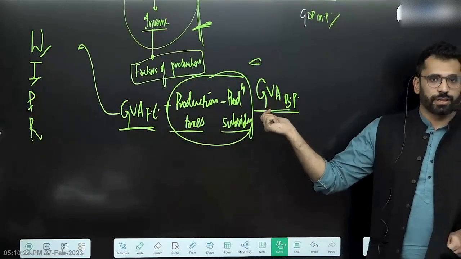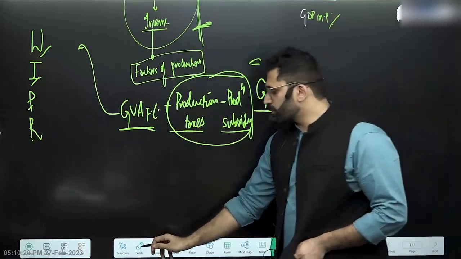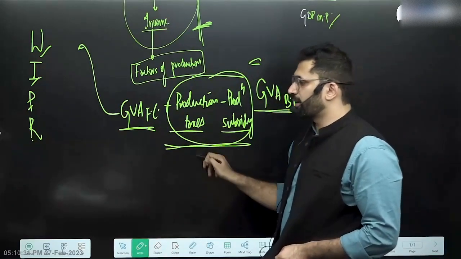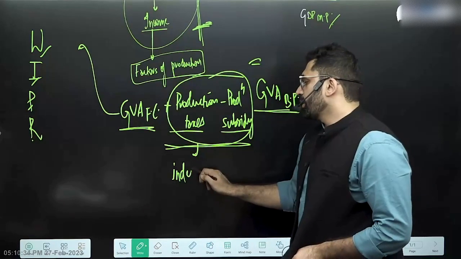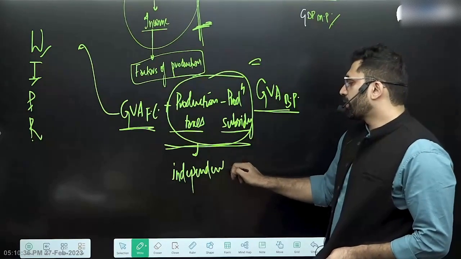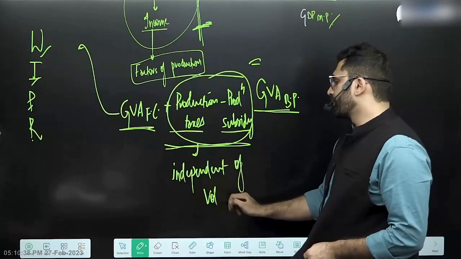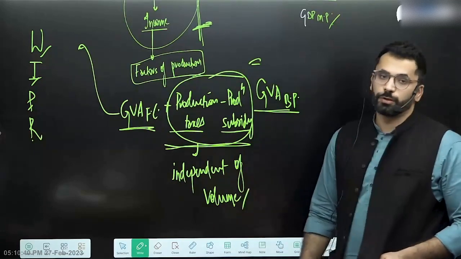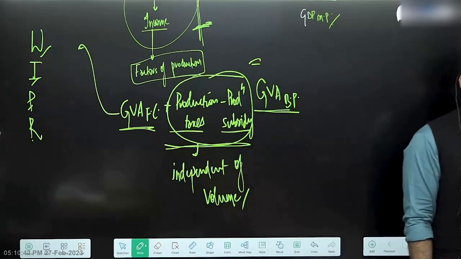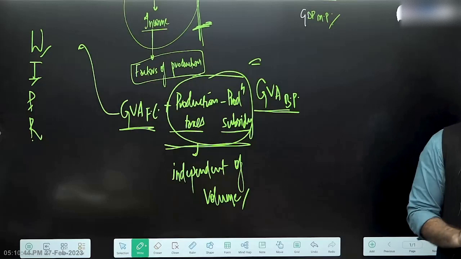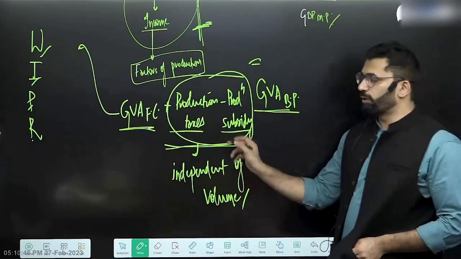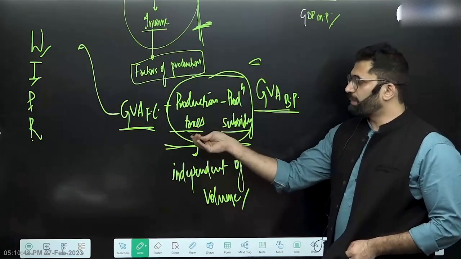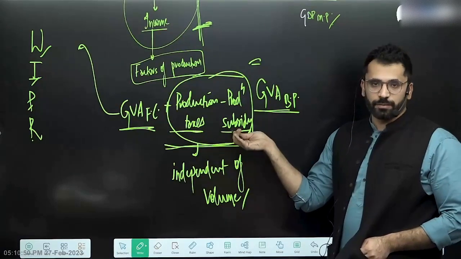Anyone has a doubt here? This production tax and production subsidy is calculated independent of volume. Whether one product, 500,000, any number of products, independent of volume, whatever I am getting, what I am paying as production tax and what I am paying as production subsidy.